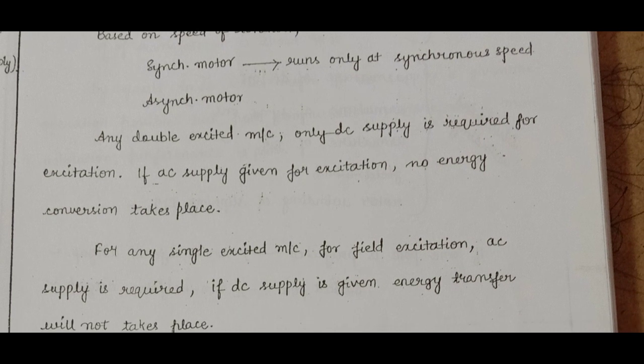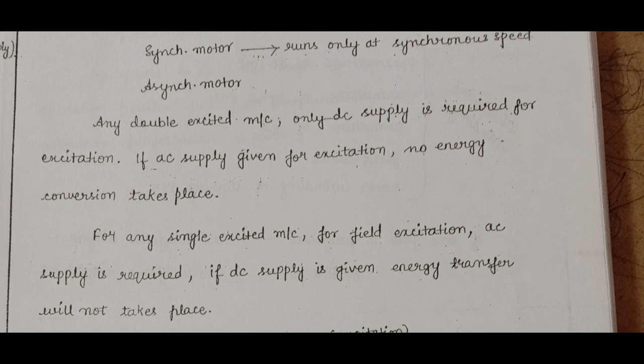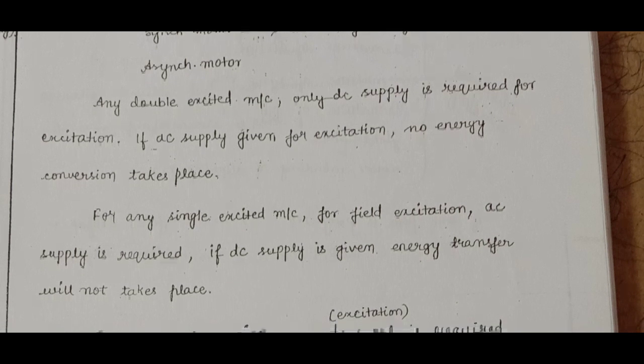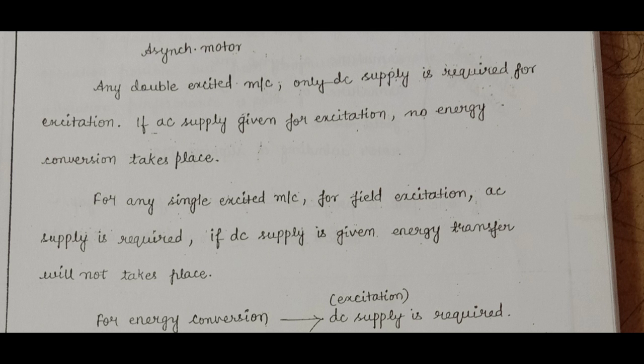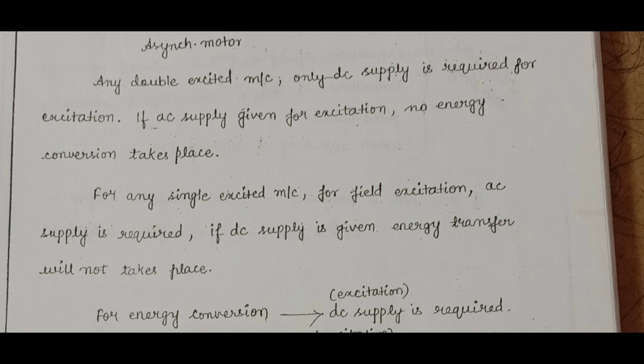In any double excited machine, only DC supply is required for excitation. So it is very important that if it is a double excited machine, the excitation supply must be a DC supply. If AC supply is given for excitation, no energy conversion takes place. So in a double excited machine, the excitation power must be a DC supply.